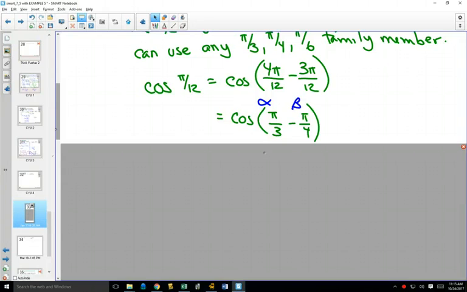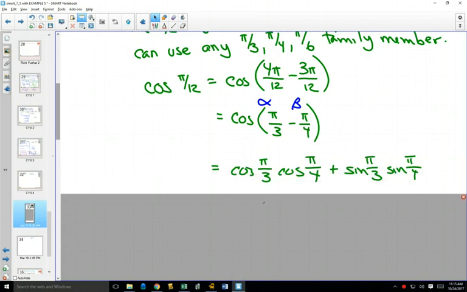Look on my formula sheet. What's my formula for cos alpha minus beta? It's cos alpha cos beta minus sine alpha sine beta. Put that in with your values, and we get an expression that has cos and sine, but now they're all values that we're used to on our pi plate. Because we know what cos of pi over 3 is. We know what cos of pi over 4 is.